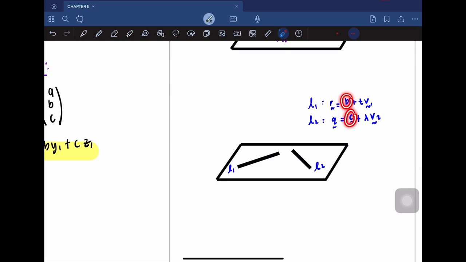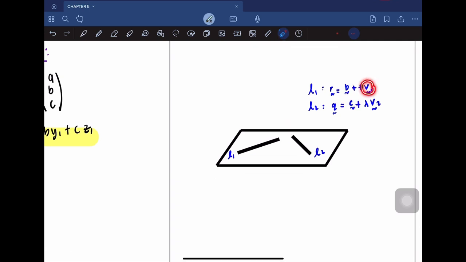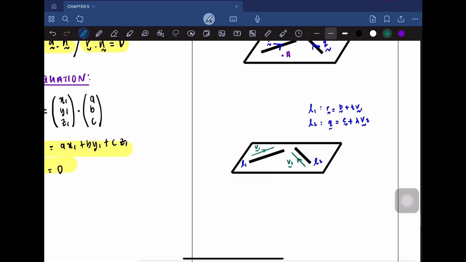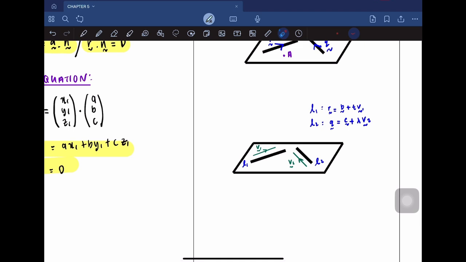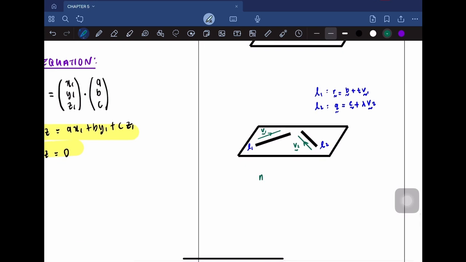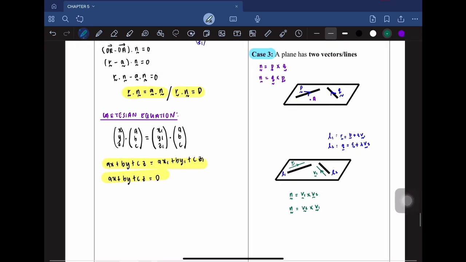What we don't have is the normal vector of the plane. Notice that for the lines we have the direction vector V1 and we also have the direction vector V2. Let's say this is your V1, and also you have V2, in this direction, as long as it is parallel to your line. So how do you find the normal vector? Again, remember that you can find vectors that are perpendicular by using the cross product. So you can find your n, the normal vector, by cross product of the two direction vectors. That's how you get the normal vector.